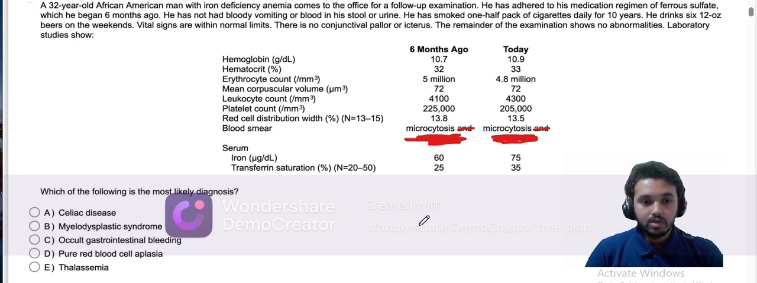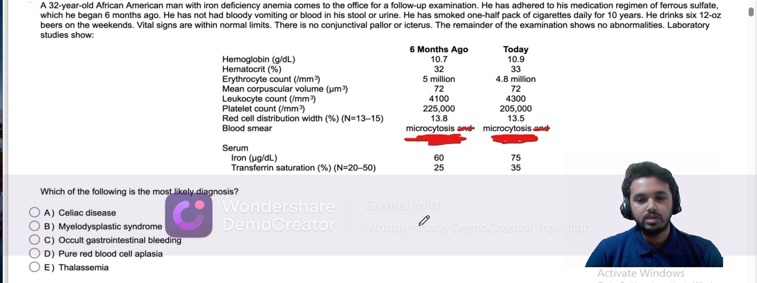A 32-year-old African American man with iron deficiency anemia comes to the office for a follow-up examination. He has adhered to his medication of ferrous sulfate, which he began 6 months ago. He has not had bloody vomiting or blood in stool or urine. He has smoked one half pack of cigarettes daily for 10 years. He drinks 6 to 12 beers on the weekends. Vital signs are normal. Conjunctival pallor is not found, and the rest of the examination is normal.